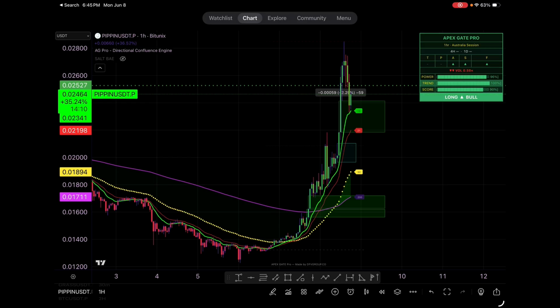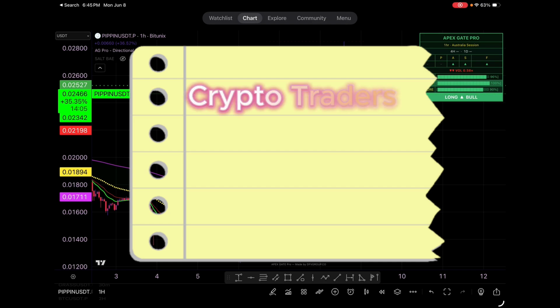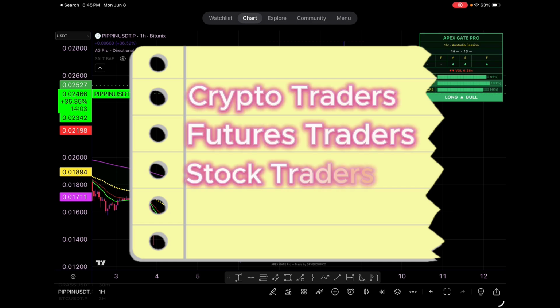So lastly, the only thing I like to say is this indicator is good for crypto traders, futures traders, stock traders, or any traders that want any type of structure.